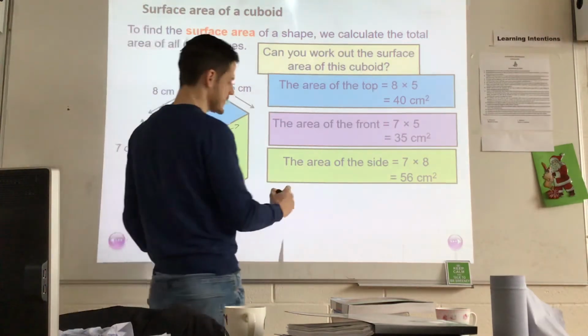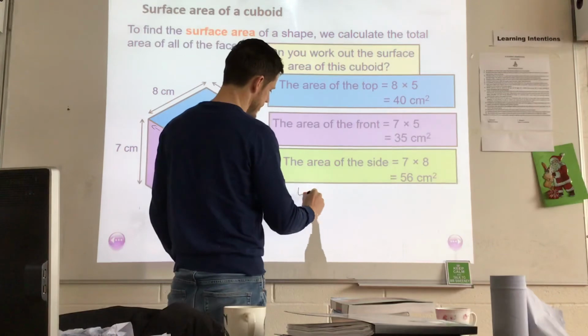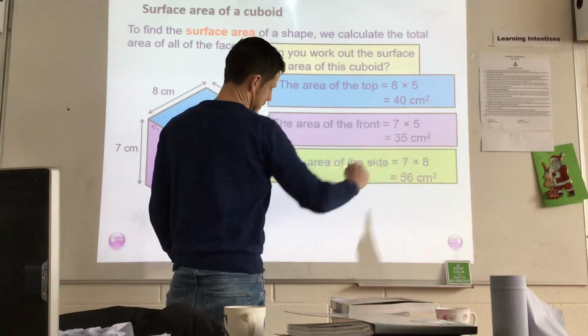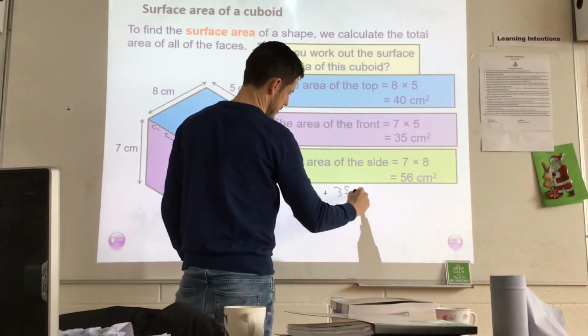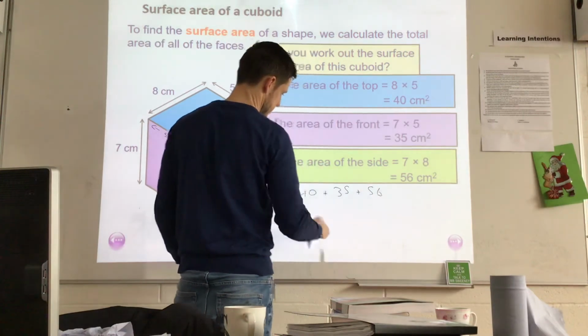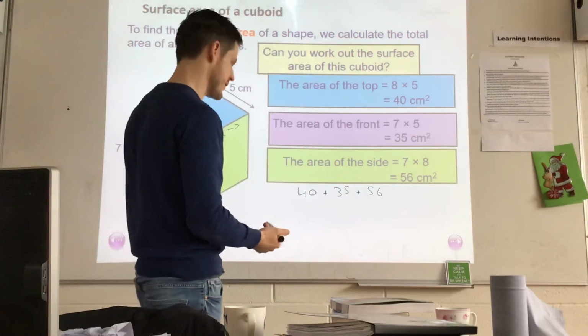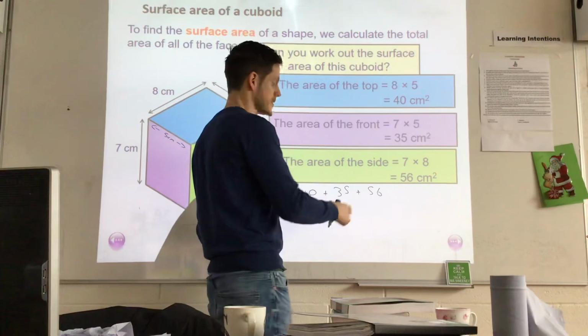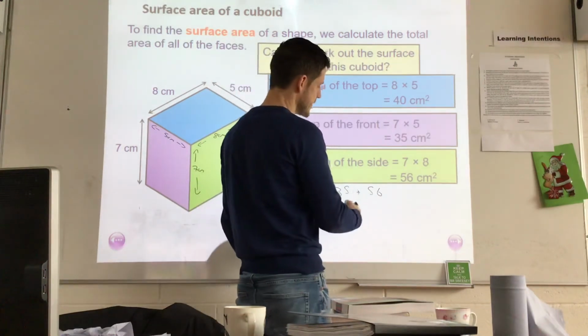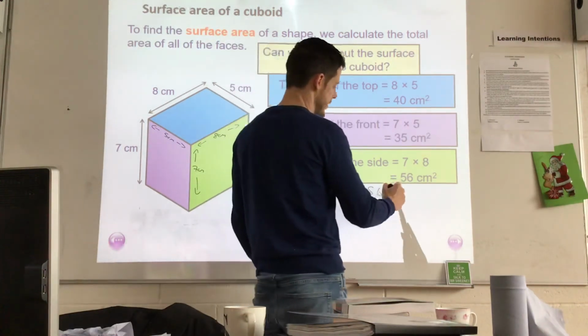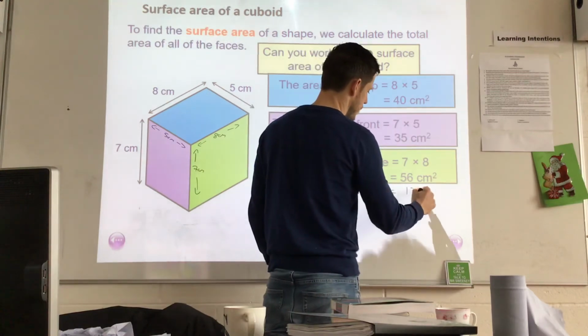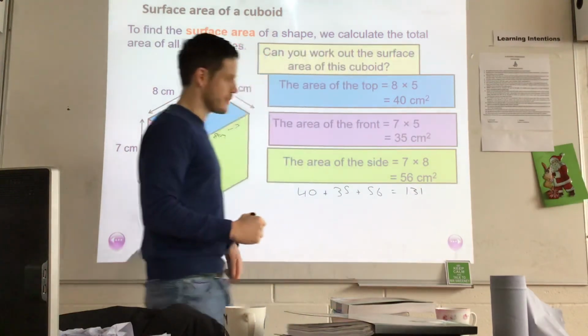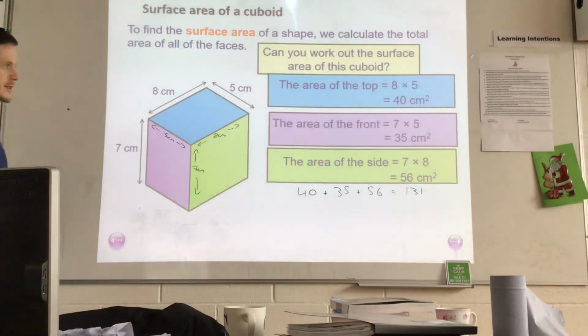So what I'm going to do now, I'm going to add them together. I'm going to do 40 plus 35 plus 56. 40 and 35 is 75. You use your calculator for this. Plus 56, well, plus 50 is 125. That can be 131. Now what you have to remember is we've only worked out 3 sides.